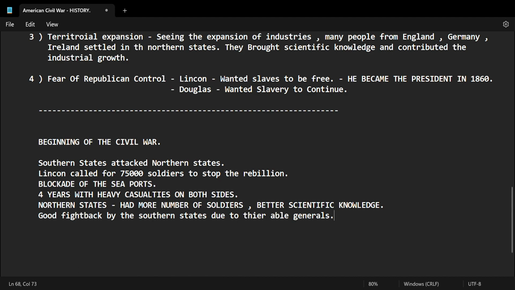Then Lincoln grew tired, and he declared that if any state continued to rebel till January 1st, 1863, the slaves living in the state would be automatically free. Hence he abolished slavery in the areas still in rebellion against the federal government. One of the bloodiest battles was fought at Gettysburg in July 1863.